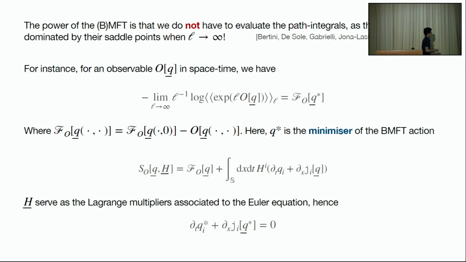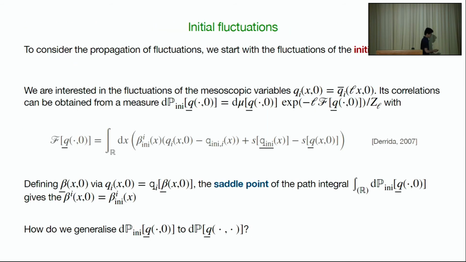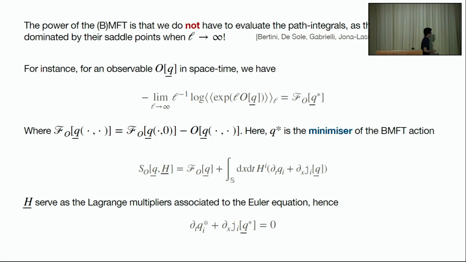And that's going to spit out some kind of number like this, where this curly O is defined in this way. So just to remind you, this curly O of Q dot 0 is the large deviation function that I defined in here. And this Q star is the minimizer of the BMFT action. So in order to know the equation that is satisfied by the Q star, you have to take a variation of this action with respect to Q and H. And if you do the latter, you immediately see that Q star has to be always the solution of the Euler equation. So this is always satisfied.